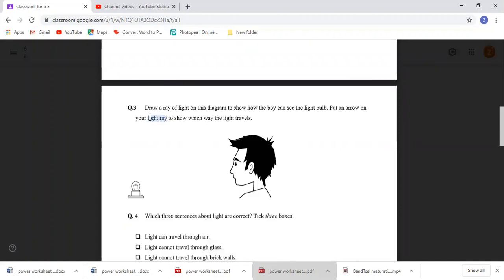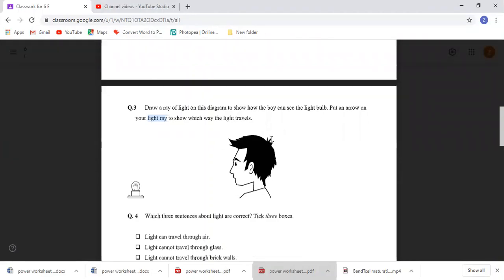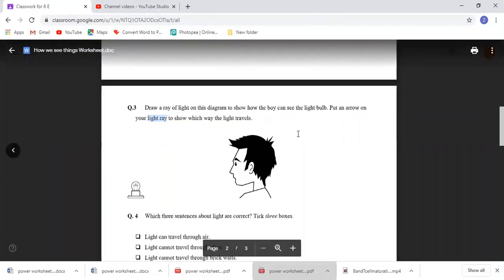Okay, so over here, they're testing your concept. You know that a light ray travels in a straight line. Embed in your mind that a light ray is always going to travel in a straight line, right? The other concept that they are testing over here is how you see the light source. Remember, the way we can see a light source is that the light, when it travels in a straight line, directly enters your eyes. That is why you can see the light source, right?